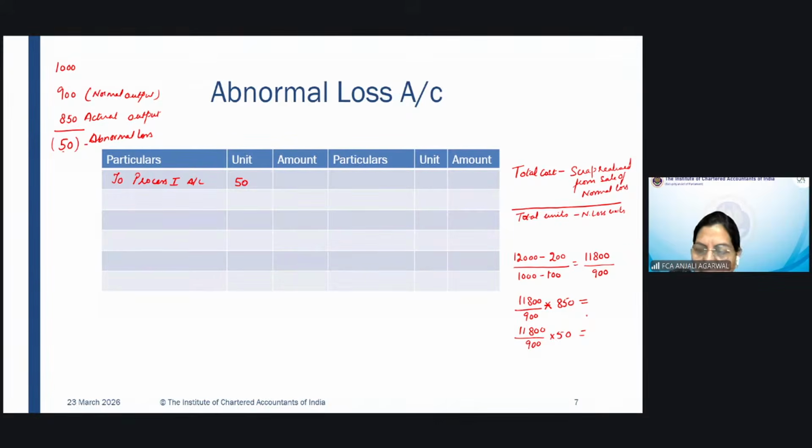So 11,800 divided by 900. The rate established is 13.11. And this, when multiplied by 50, will be the cost of abnormal loss, 655.55. I'll call it 656.